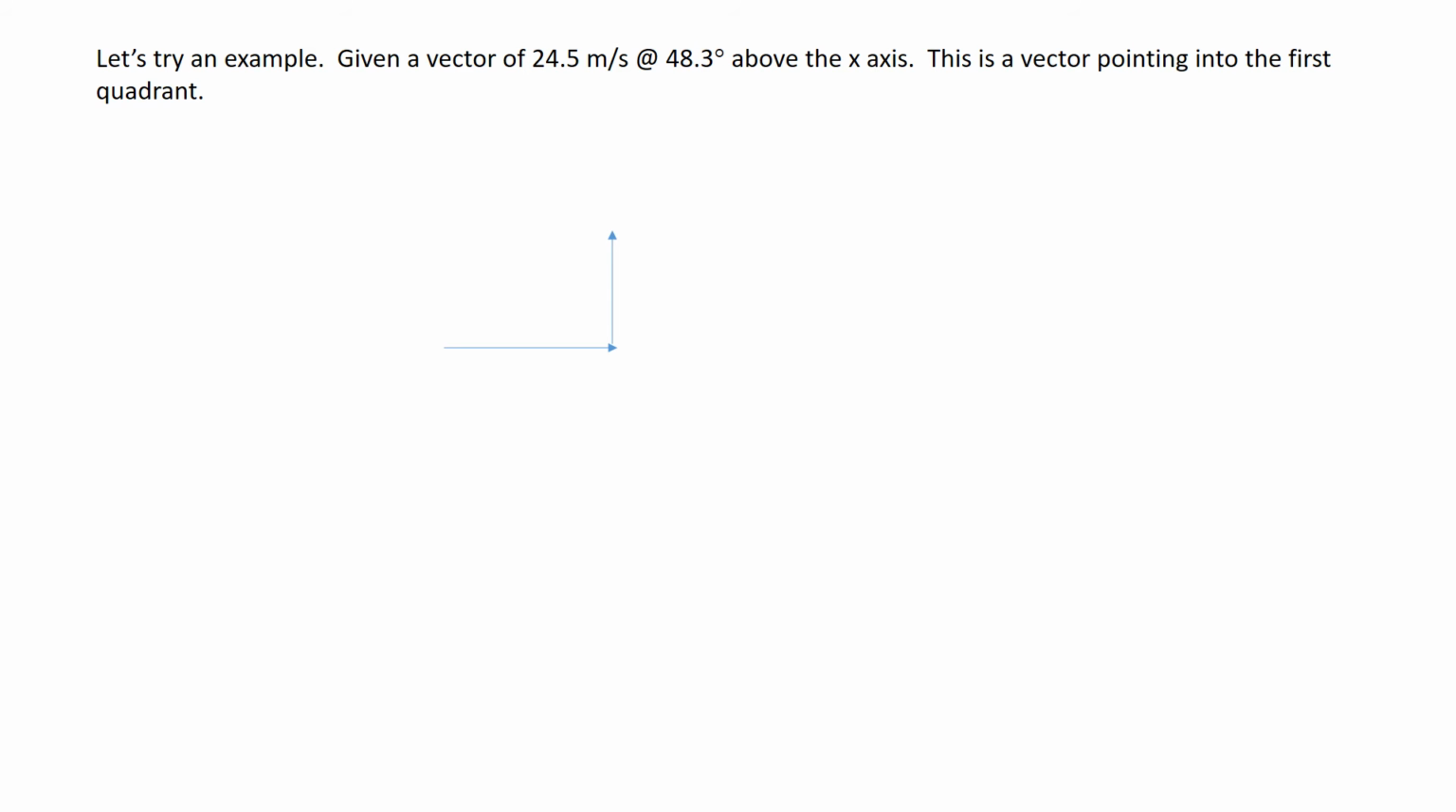Oh, I guess I've drawn some more vectors in here already. Sorry about that. Let's try an example. I'm giving you a vector of 24.5 meters per second at 48.3 degrees above the x-axis. This is a vector pointing into the first quadrant. There's my coordinate axes, and there's my vector. I've already drawn the blue x and y legs in there. It's 24.5 meters per second at 48.3 degrees. Notice in this case, the units represent a velocity.